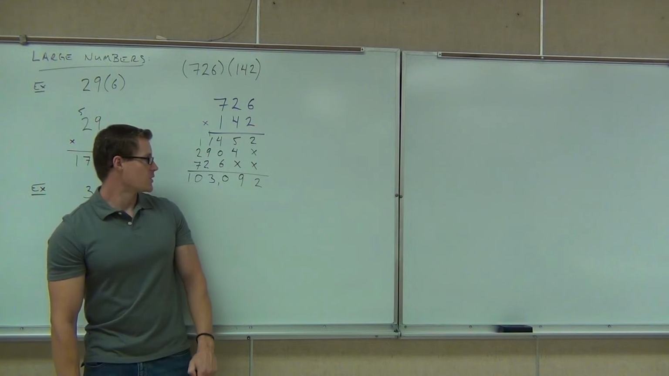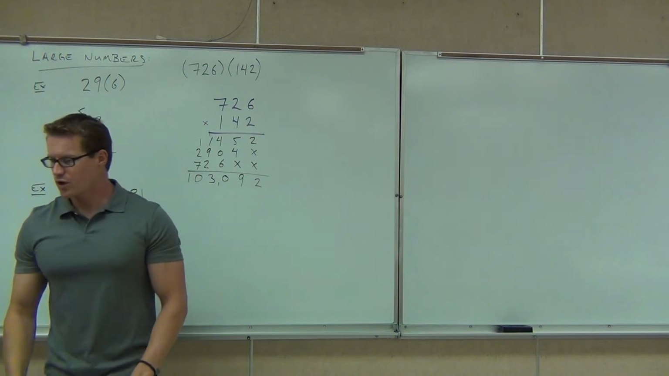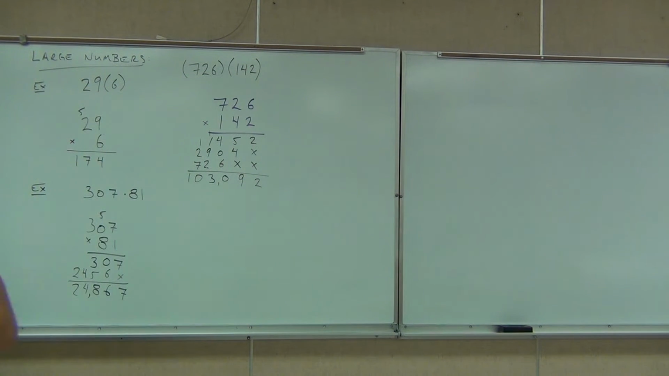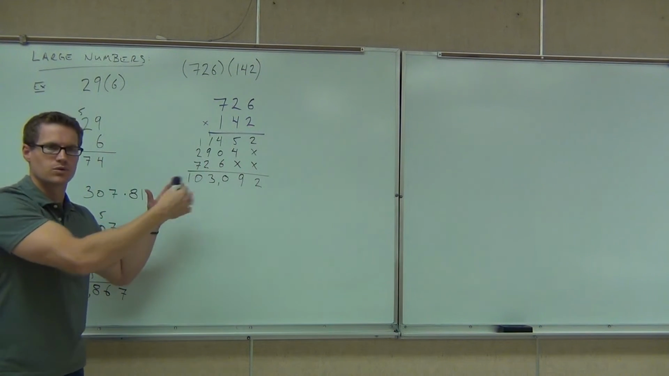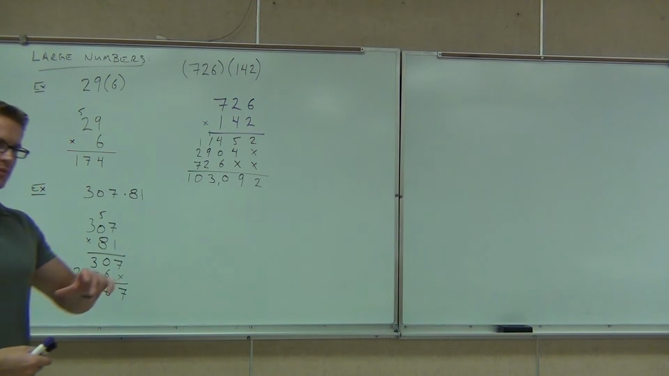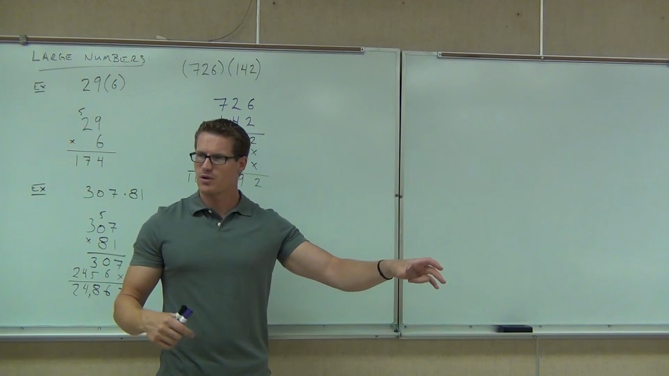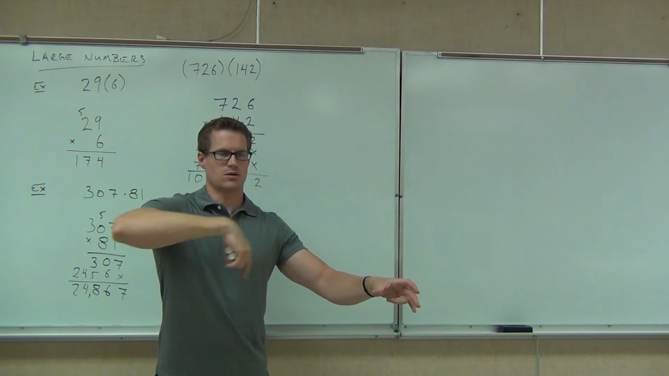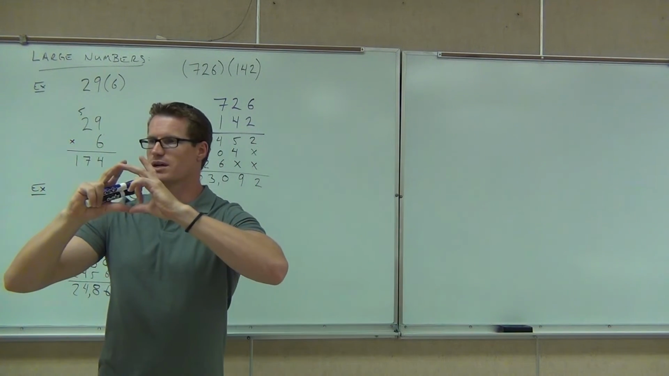Okay. How many people got 103,092? Awesome, very good job. We're going to move on from this large number multiplication because this is really it. I mean, we can make problems longer, but the same process holds. So we'll move on into one other aspect of geometry. We covered perimeter last time. Do you remember the perimeter that we covered? Perimeter was the distance around our figure, around a polygon, which just meant a shape that has straight sides.